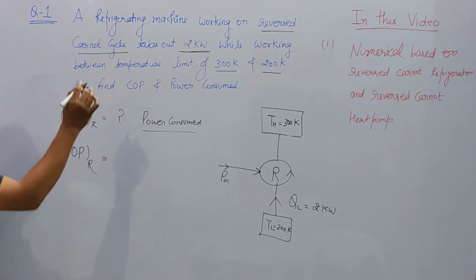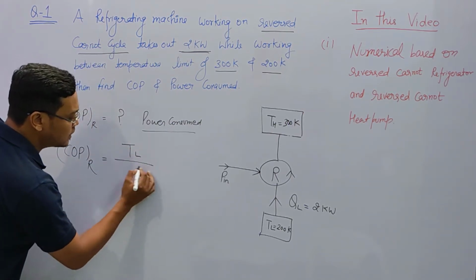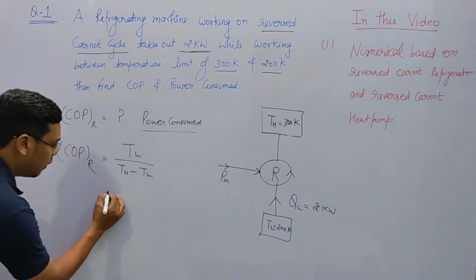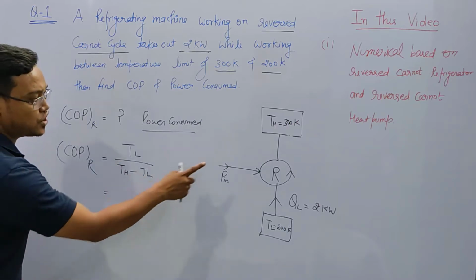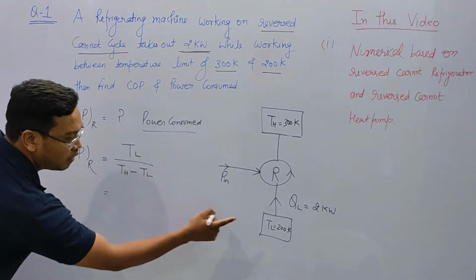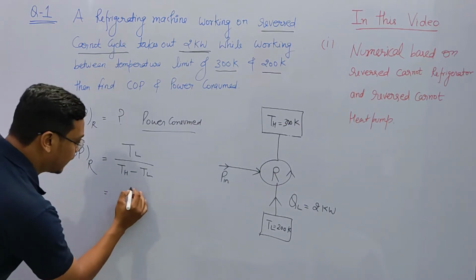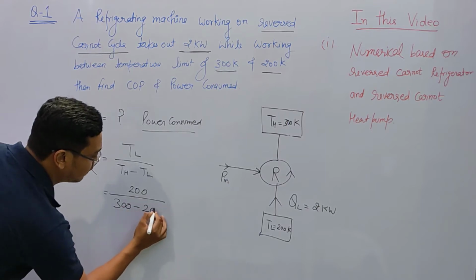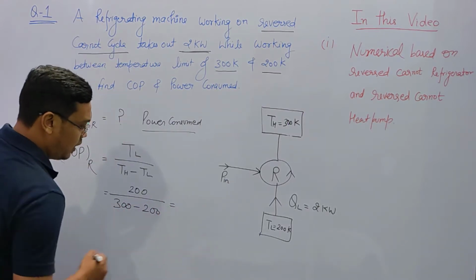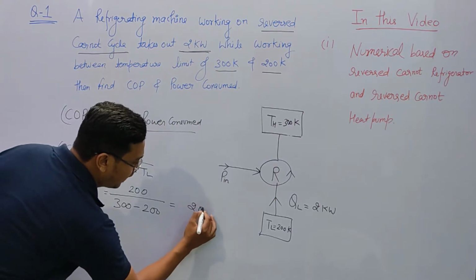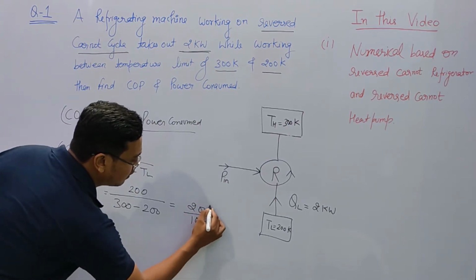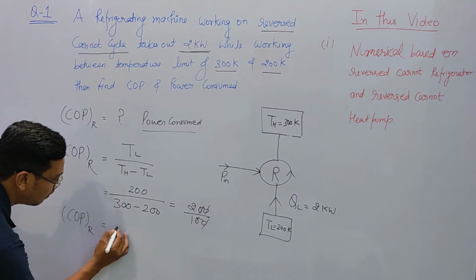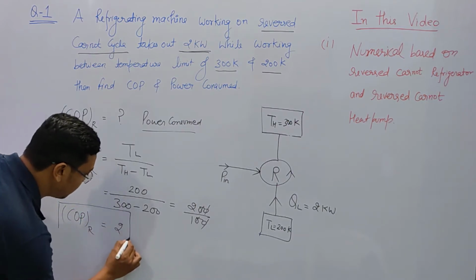COP of refrigerator is equal to TL divided by TH minus TL. In the last video I have told this. We will put the value of TL, TH here. What is TH? 300 Kelvin and TL 200 Kelvin. So this will be 200 divided by 300 minus 200. So the answer will be 200 divided by 100. So COP of this refrigerating machine shall be 2. This is the COP of this machine.